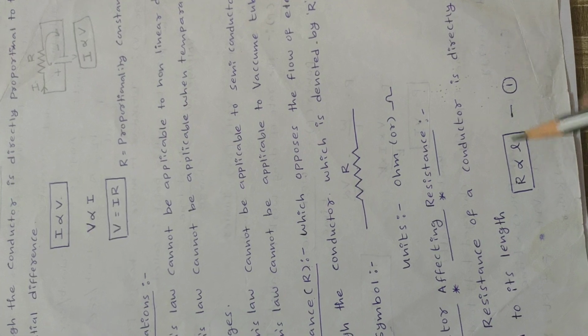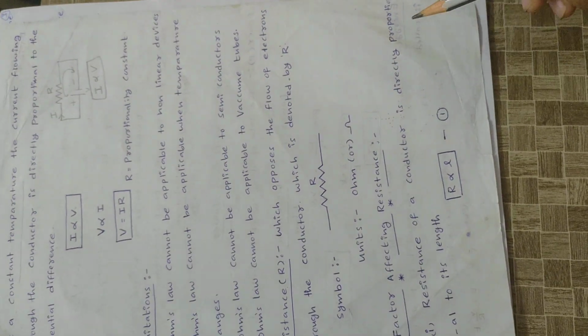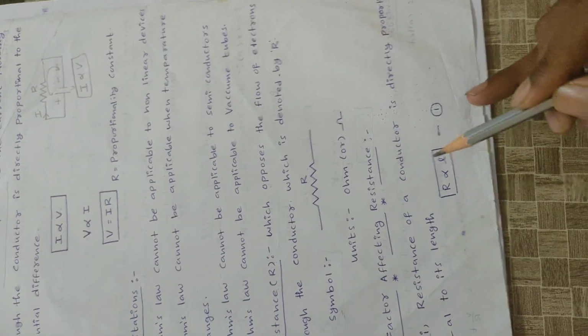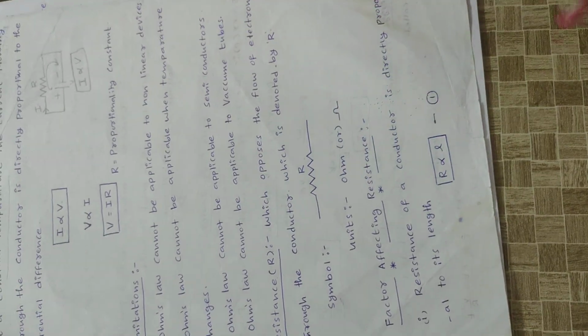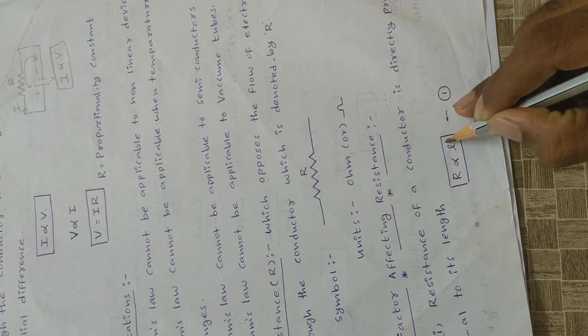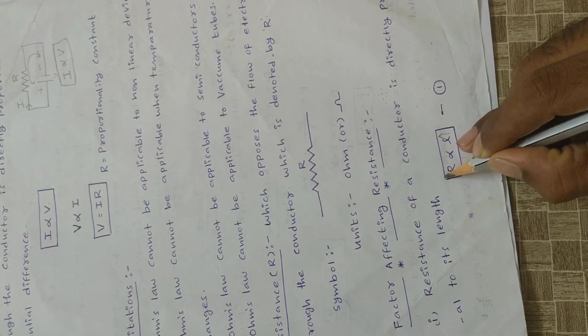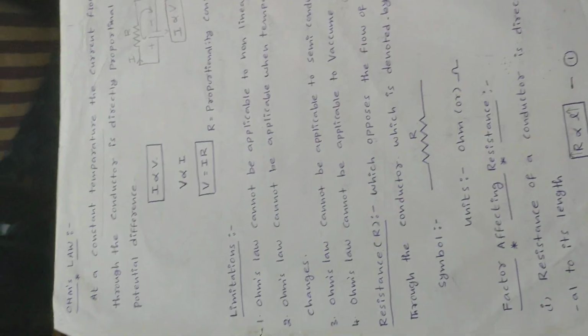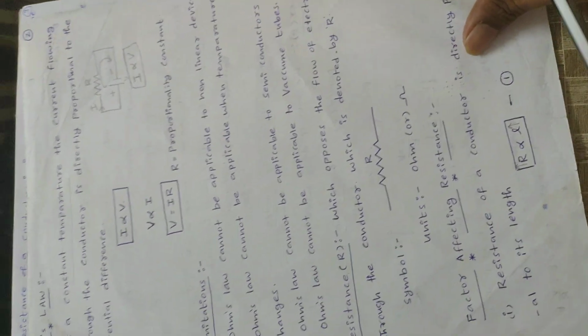The resistance of a conductor is directly proportional to its length. That means if the length of the conductor increases, the resistance also increases. If the length of the conductor reduces, then the resistance of the conductor also reduces. That is the meaning of this point.